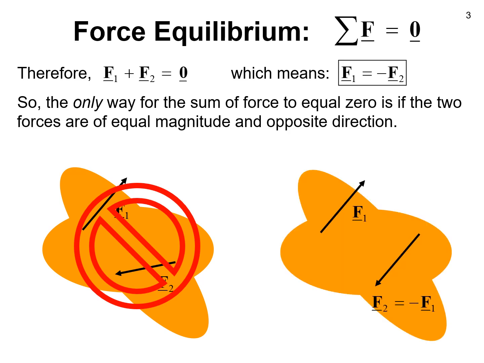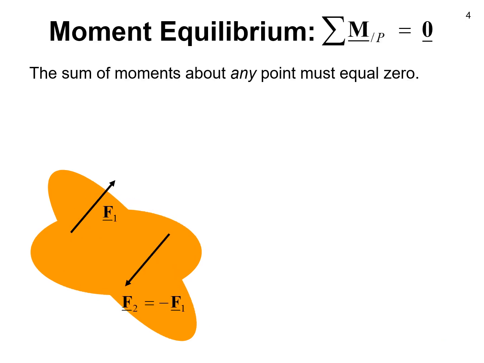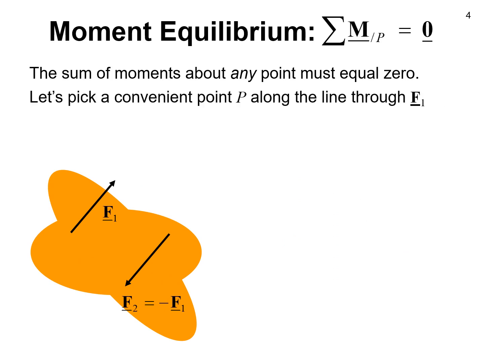Rather, we must at least have this situation, where the two forces are now parallel, opposite direction, and one is exactly the negative of the other. Now, having said that, we're still not done, because there's another condition of equilibrium, which is that the sum of the moments about any point must be 0. So let's choose a point P.